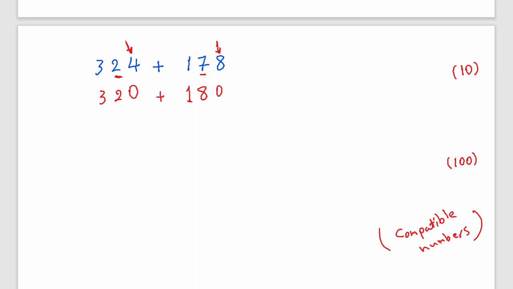So now add the two numbers. 0 plus 0 equals 0. 2 plus 8 equals 10. 0 and carry up 1. And 1 plus 3 is 4, plus 1 is 5.